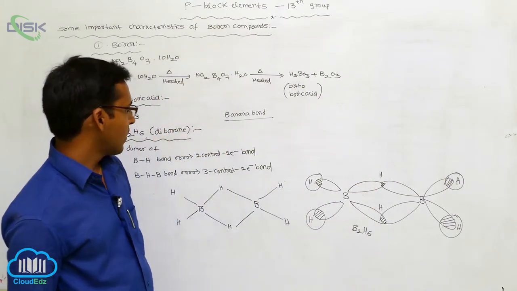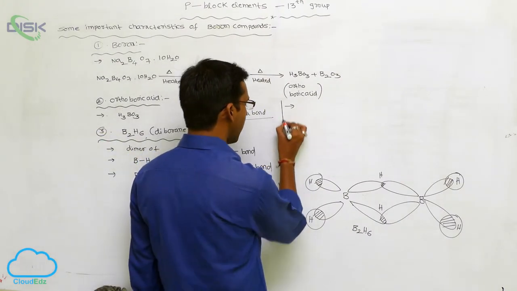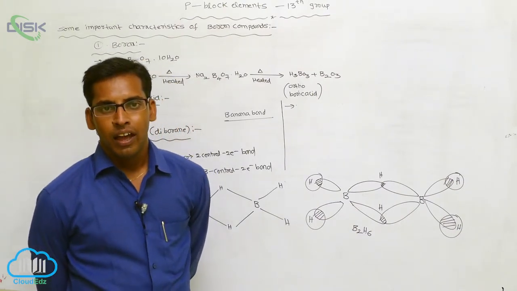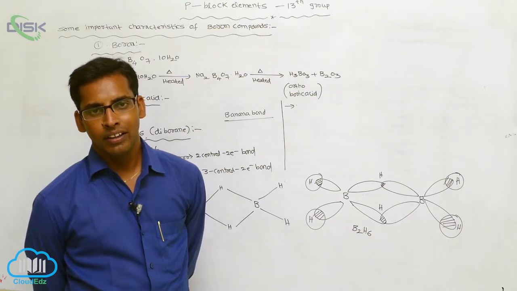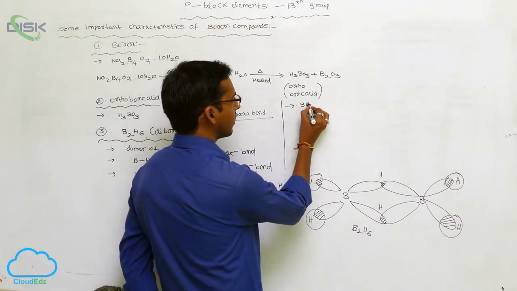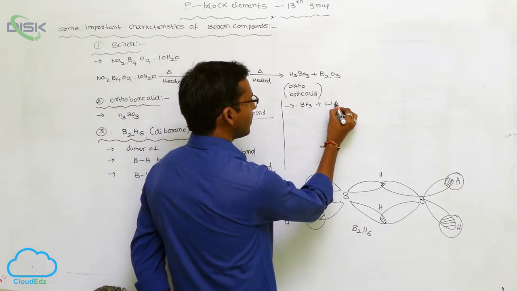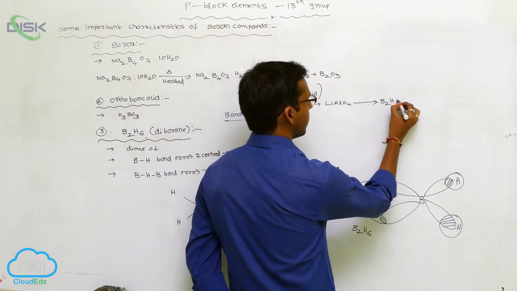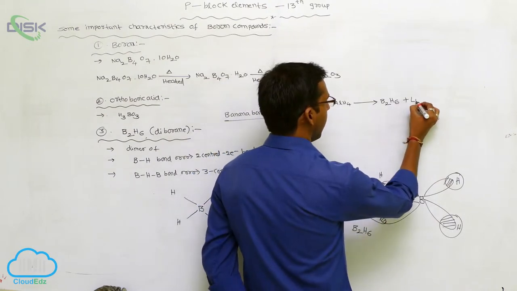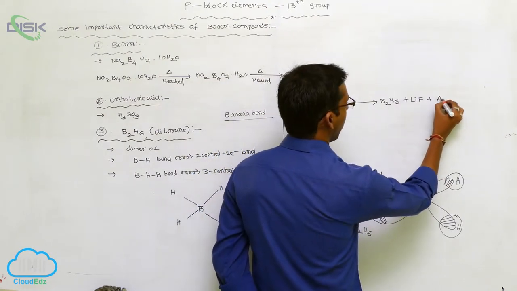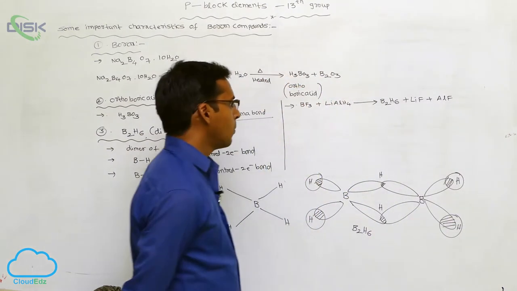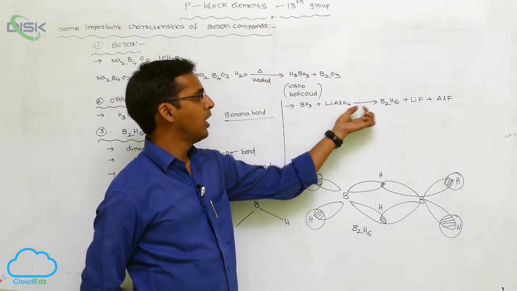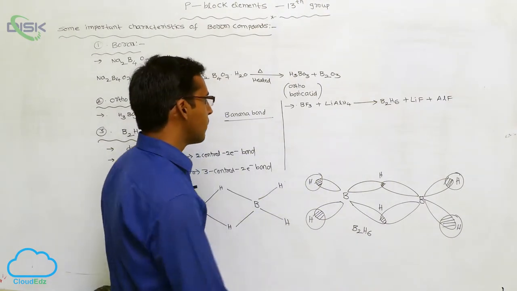Okay, and next, the preparation of B2H6. The preparation of diborane in the laboratory: when boron trifluoride, that is BF3, is passed through lithium aluminium hydride, it forms B2H6 diborane plus lithium fluoride and aluminium fluoride. So the boron trifluoride reacts with lithium aluminium hydride to produce diborane. This is one preparation.